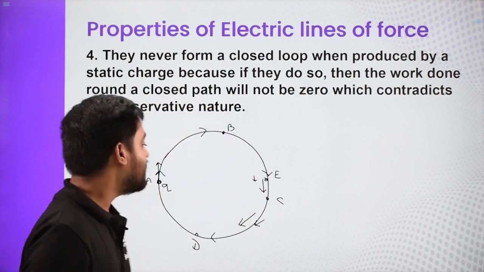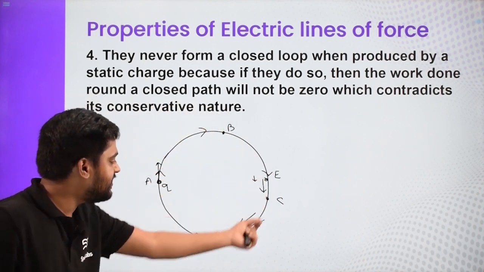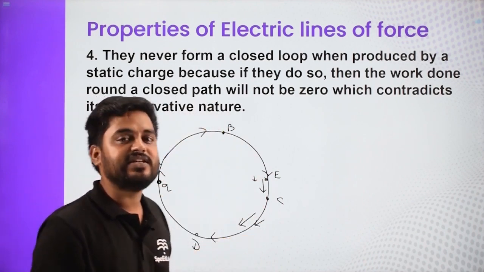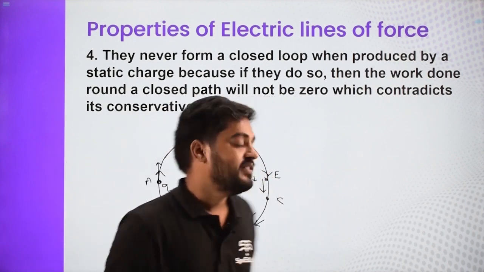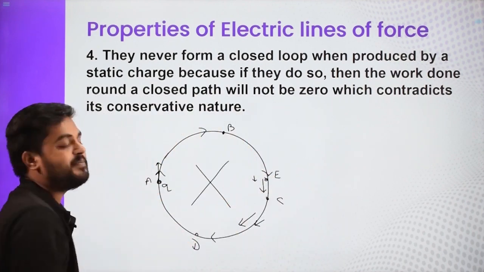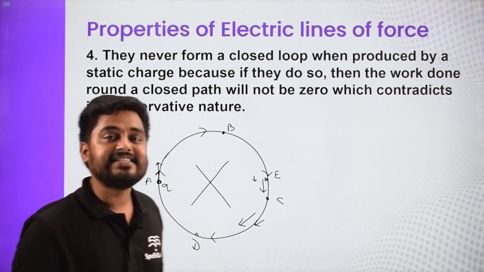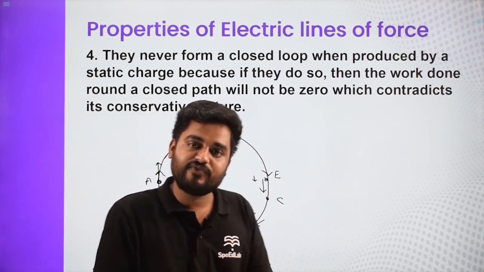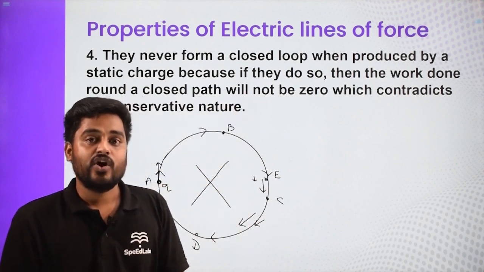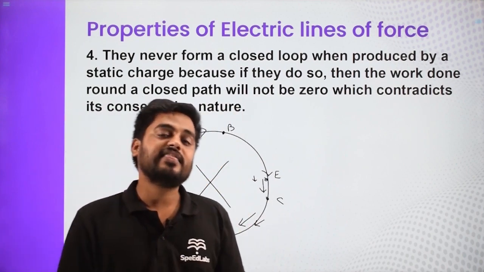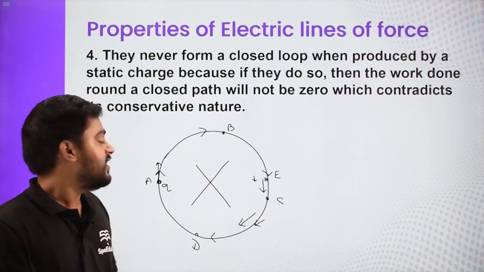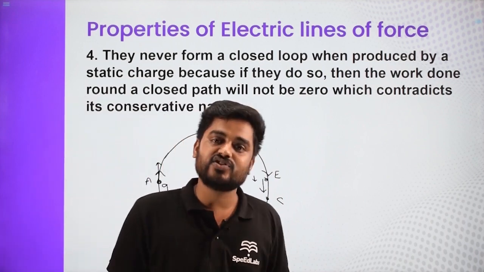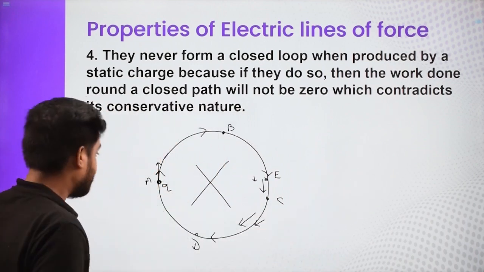If we find the work done in one complete closed path, then that has to be zero. And if it is not zero, it means this situation is again not even possible. So electric field lines can never form a closed loop. They always originate from somewhere. From where? From a positive charge, or they originate from infinity. And they always end somewhere, either at a negative charge or at infinity.